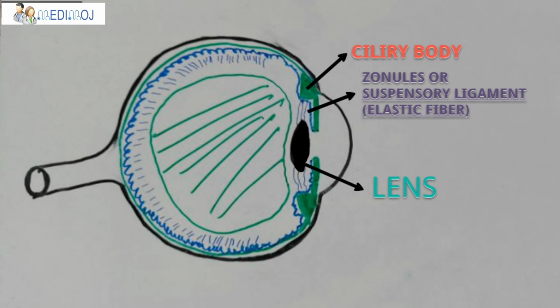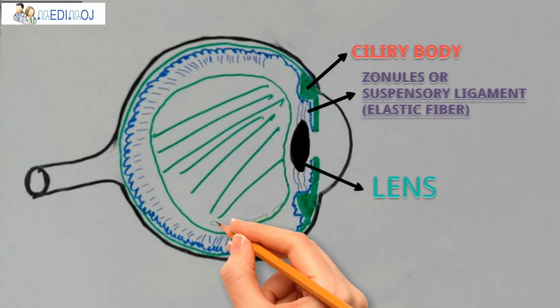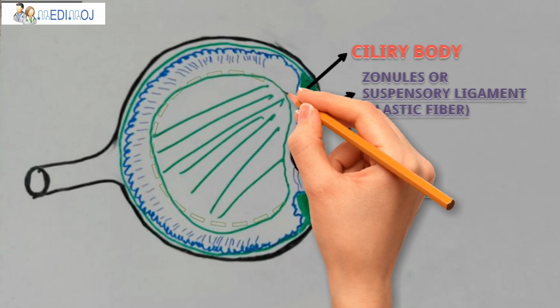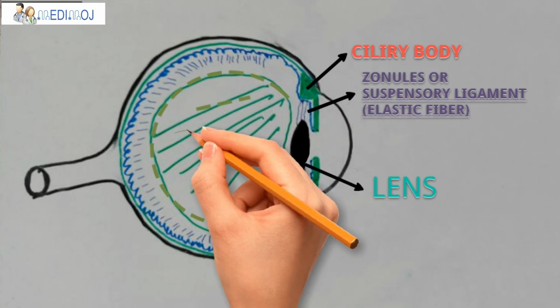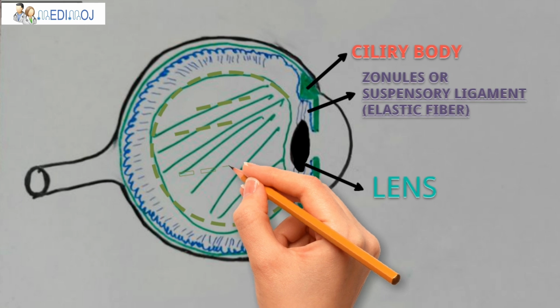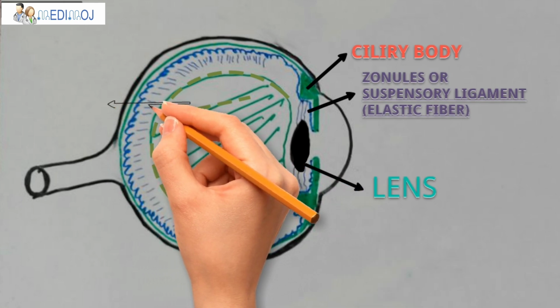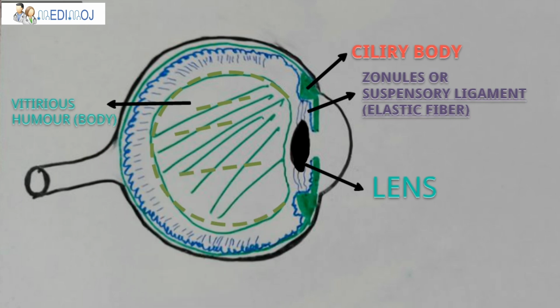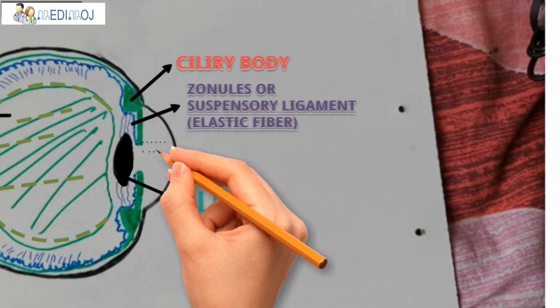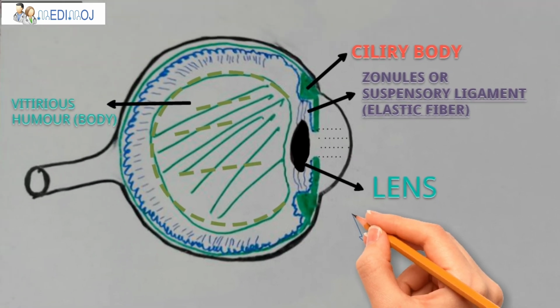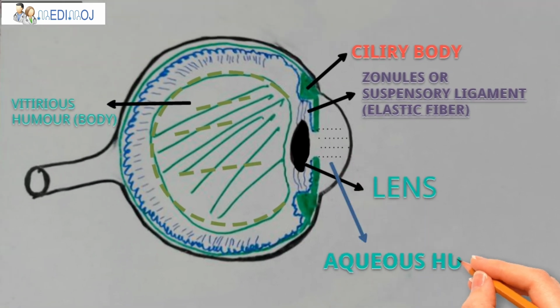Posterior to the lens there is a special gel-like material. Here you can see this is the posterior part of the lens, and this gel-like material fills the inside, and it is known as the vitreous humor. We also call it the vitreous body. Vitreous humor and vitreous body are both the same thing. And the anterior part of the lens is filled with a fluid called the aqueous humor.